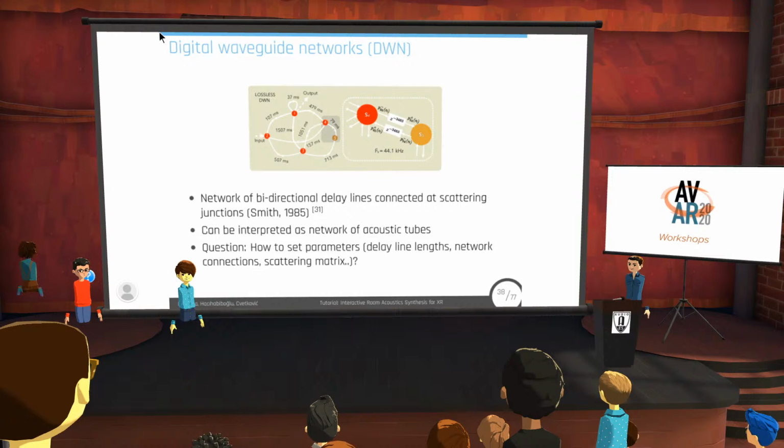Now, why is this used? Because the echo density, due to the almost fully connected structure of these nodes, is quite high, and that gives a believable reverberation tail. Another advantage of this approach is that it can be interpreted as a network of acoustic tubes, which I find quite fascinating. The main problem, however, is how exactly do we set the parameters? How do you set the delay line lengths, the network connections, and the scattering matrix? These are all open questions.